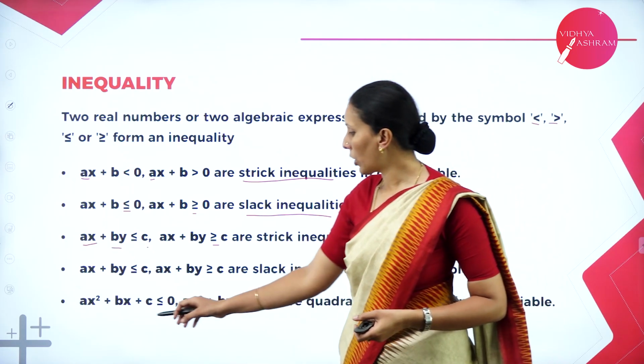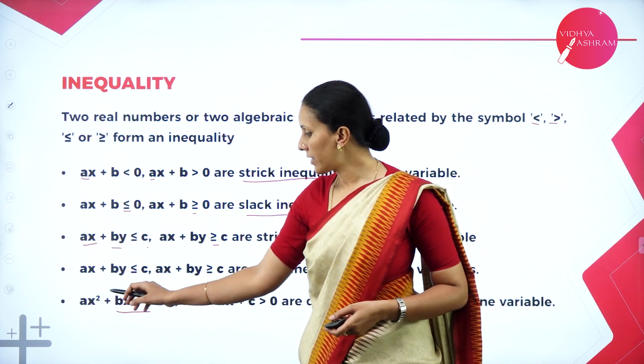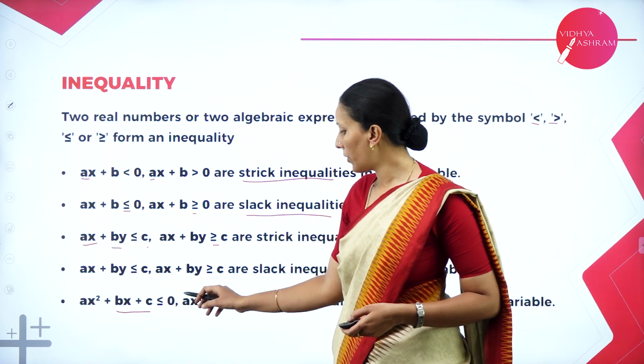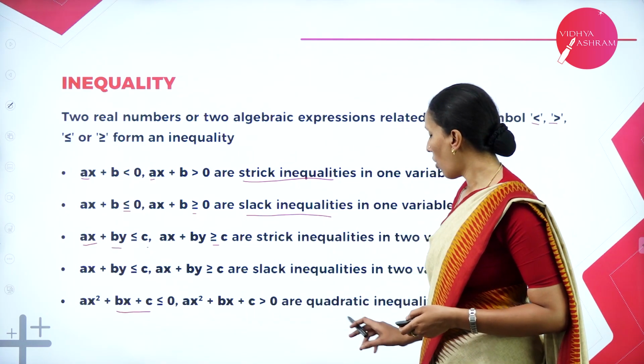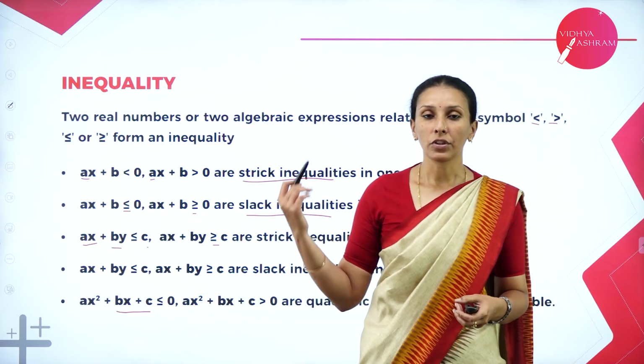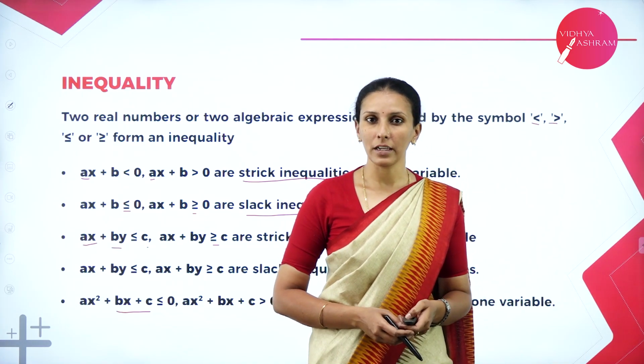We can also have a quadratic inequality here: ax square plus bx plus c less than or equal to 0, or ax square plus bx plus c greater than 0, are quadratic inequalities. So these are the general examples of inequalities.